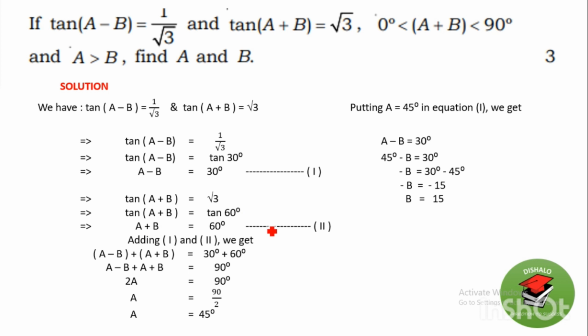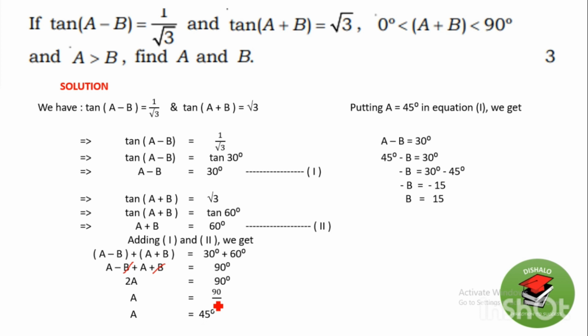Then what we'll do, we'll add these two equations. The left hand side will be added separately, the right hand side separately. So equation 1 plus equation 2: A minus B plus A plus B equals 60 plus 30, which is 90. Then minus B plus B cancel, 2A equals 90. So A equals 45 degree.